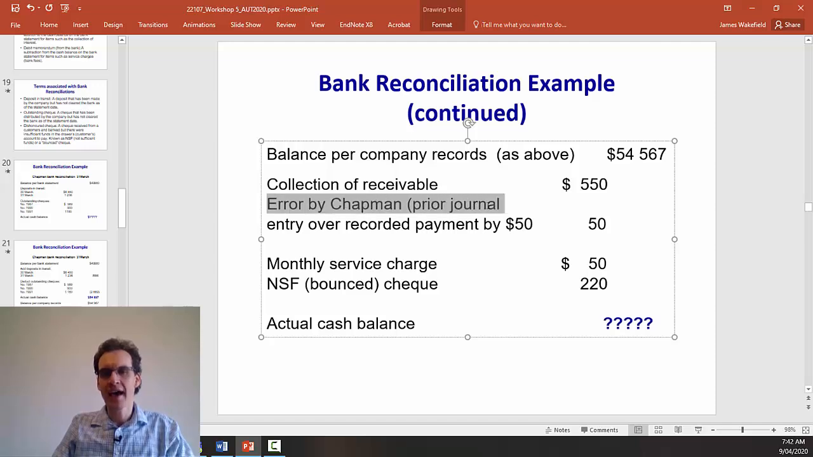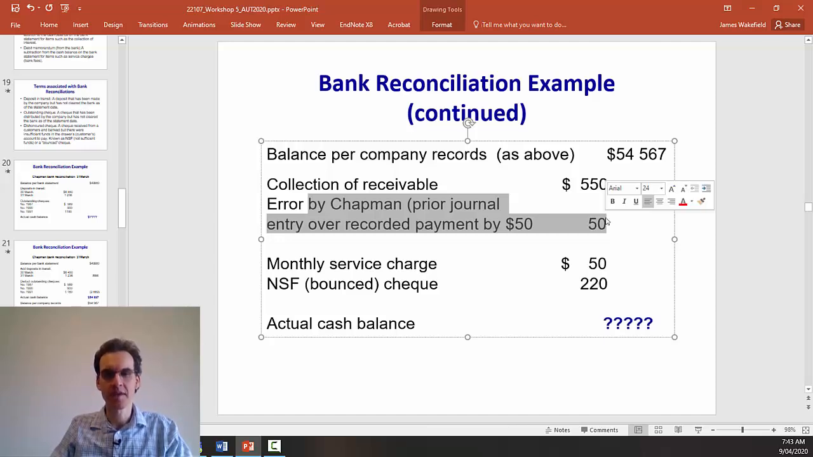We also find that when we were recording our journal entries, we over-recorded a payment by $50. So for example, instead of recording the payment, which was $100, we recorded it as $150 in payment. So of course, we actually paid $100, but we recorded it as $150. So that's $50 more than what we actually paid. So accordingly, what we do in that case is we need to increase our amount of cash we have on hand in our records by $50 to reflect the fact that we did not pay this $50.